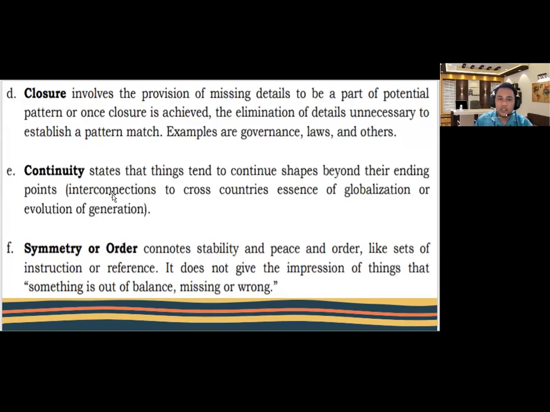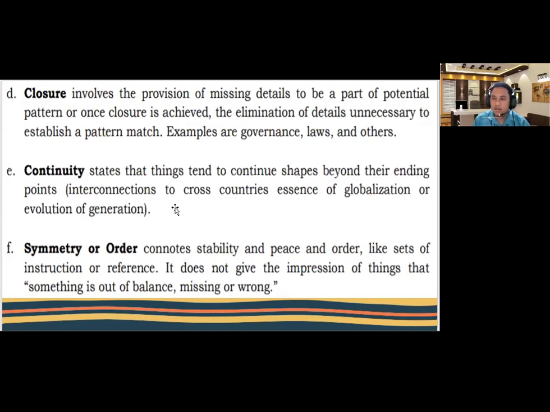From the word itself, continue. Continuity states that things tend to continue shapes beyond their ending points. So it means interconnection to cross countries, essence of globalization or evolution of generation. So there must be a presence of principle of continuity. Hindi lang tayo doon natatapos. If we can evolve for the other groups or organizations when it comes globally, we can do so.